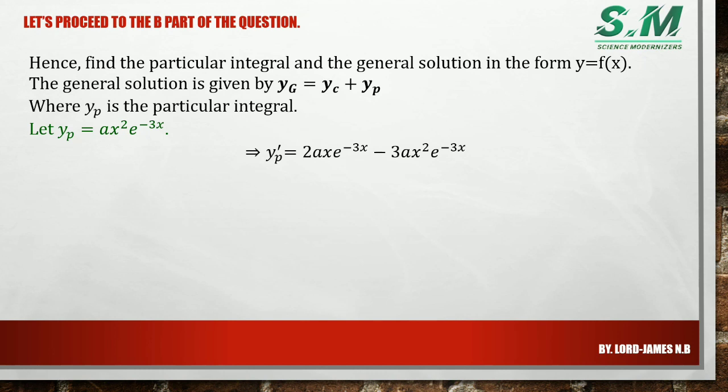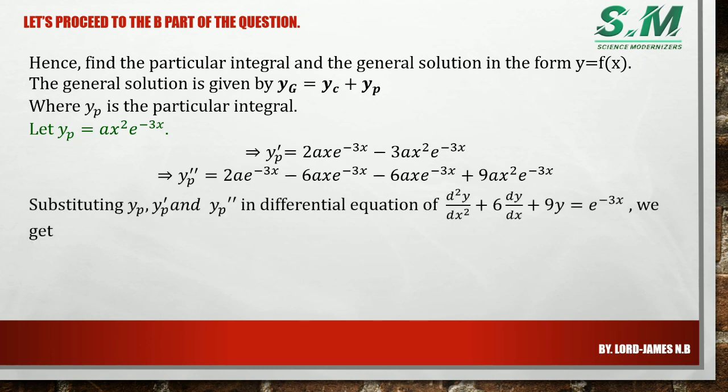From there we are going to obtain the derivative of this, and the derivative is simply given by yp prime equal to 2ax e to the negative 3x minus 3ax squared e to the negative 3x. And if you obtain the second derivative of this function, we shall have yp double prime equal to 2a e to the negative 3x minus 6ax e to the negative 3x minus 6ax e to the negative 3x again plus 9ax squared e to the negative 3x. That's just differentiating, passing through the product rule.